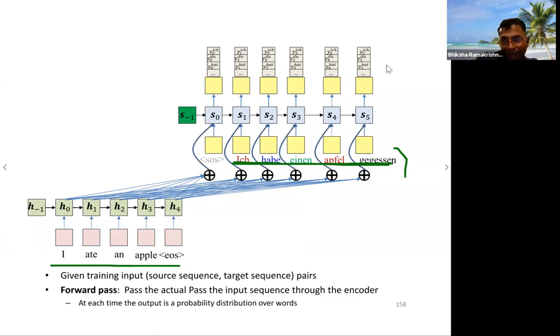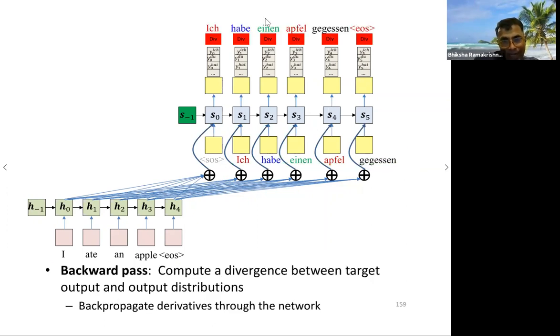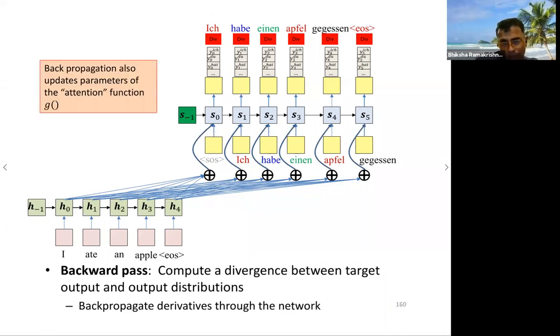And as a result, once again, you're going to get a one-to-one correspondence between the actual outputs and the target output. And then we can compute a KL divergence between the output probability distributions of the decoder and the target word sequence, where you know the target word at each time is the next word in the sequence, right? Compute the divergences, backpropagate, and use that to update the network.